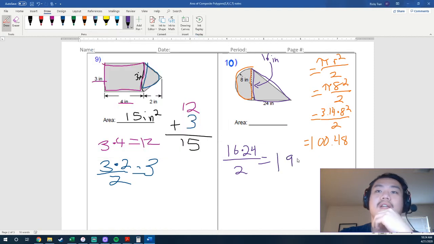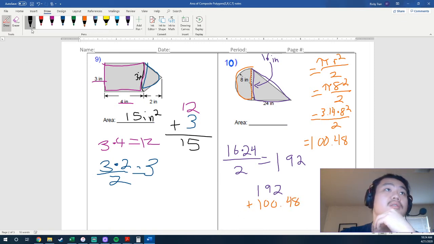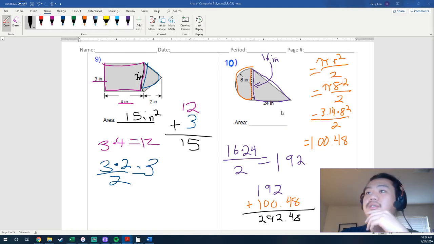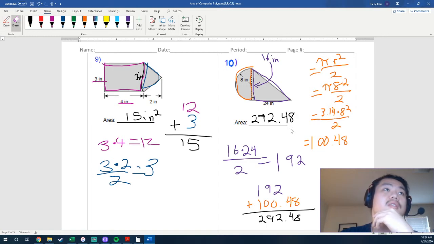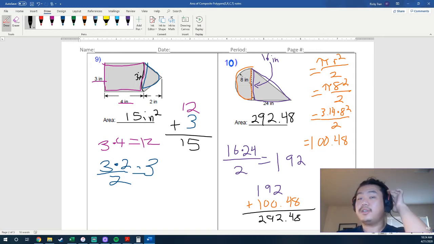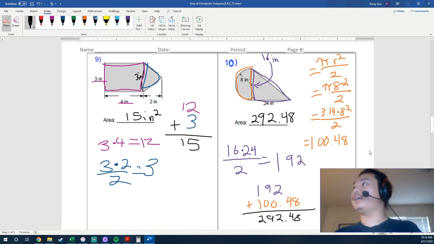So 192. Now we just take 192 and we add 100.48. This is going to be 292.48. Since all we're doing is area, I'm just gonna run through like 5 more questions.